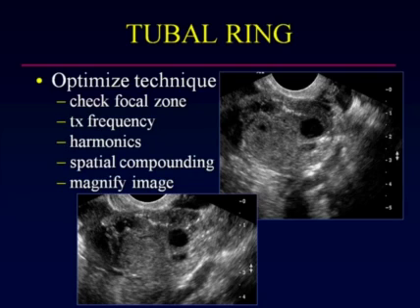So just to review the things you can try and do, you want to again check your focal zone to make sure that it is right at the level that you're trying to interrogate or just below. You want to make sure you're using the highest possible frequency transducer, which will improve your resolution, and you want to use harmonics and spatial compounding if available, because those features will also increase spatial resolution. But a very important thing to try as well is to simply magnify the image.